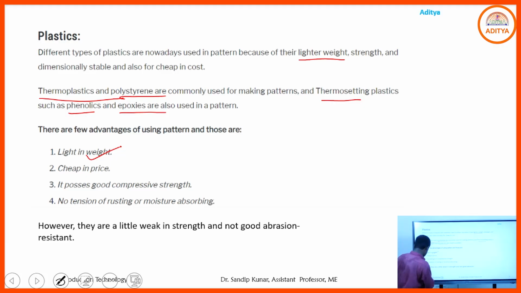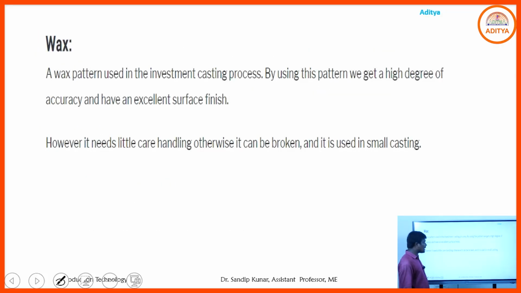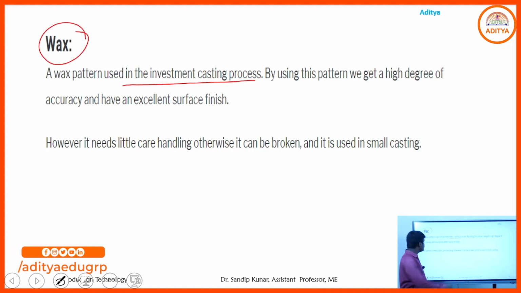Last one, wax. Wax is used for the investment casting process. Wax material can be used to prepare any type of pattern, and using that pattern we produce any type of casting product with a very good surface finish. The pattern made from wax produces a very good surface finish on the casting product.